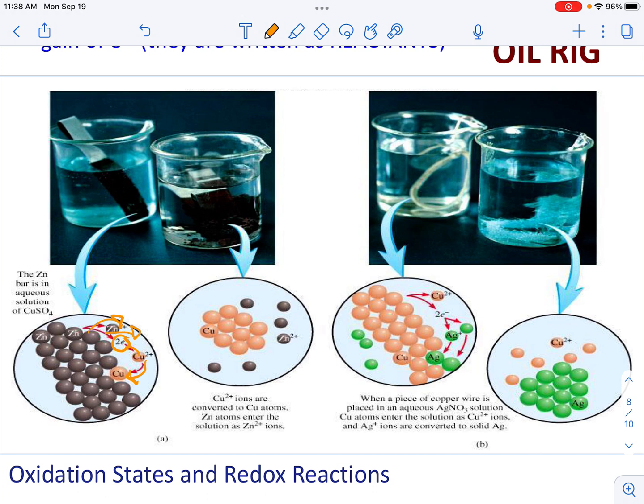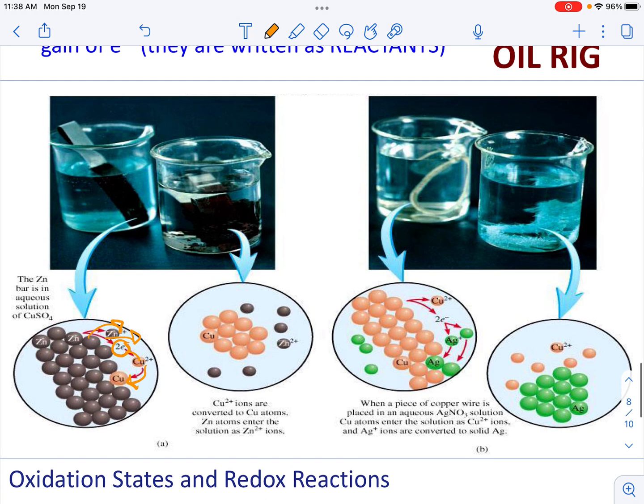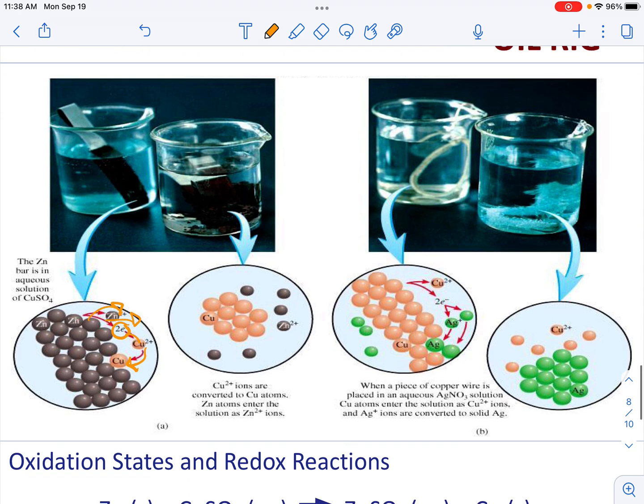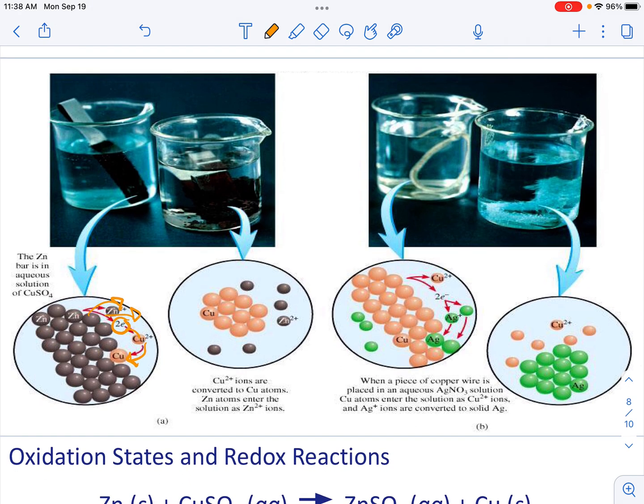And so you can see that in this case, these are showing you the view from the zinc or the view from the copper being formed. And so this is kind of your way to look at this. Or we can put copper wire down in silver nitrate, and we actually have the copper becoming copper ions and the silver ions from the silver nitrate becoming solid silver. So these are just some examples for you as they gain and lose electrons in conjunction with each other.